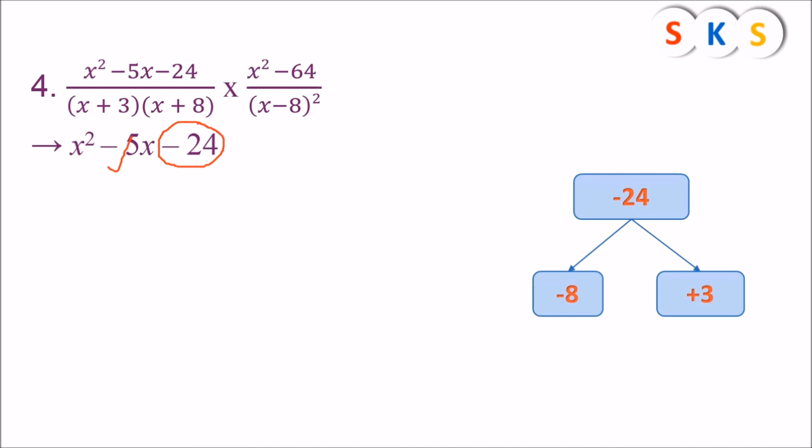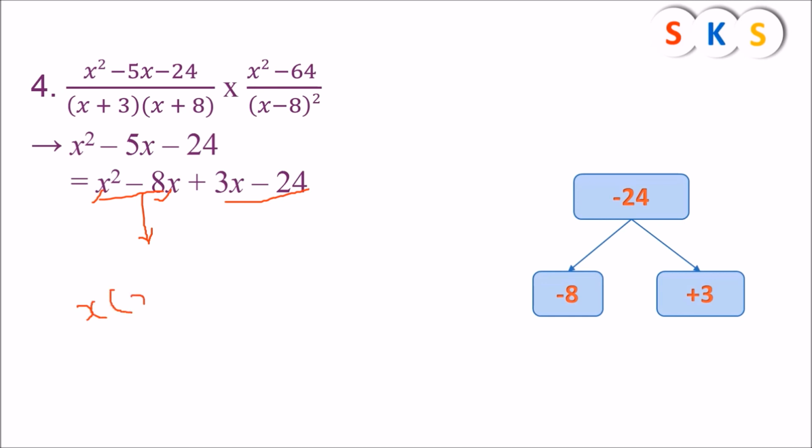So I'm going to split the middle term minus 5x as minus 8x plus 3x. So let's see: x square minus 8x plus 3x minus 24. Now we will find the common factors. We are going to make groups of binomials. This is your first group and this is your second group. What is common over here? x is common. If I take x as common, what do I get in the bracket? I'll get x minus 8, the uncommon factor, which we write in the bracket.